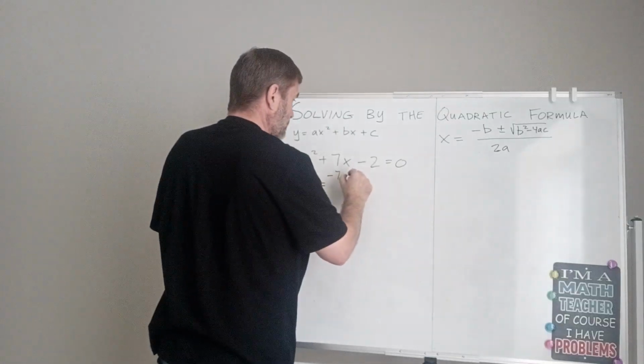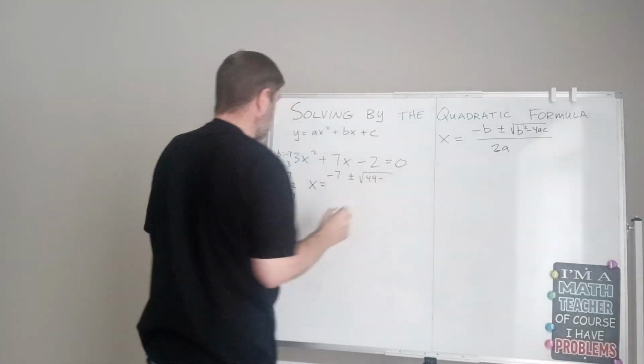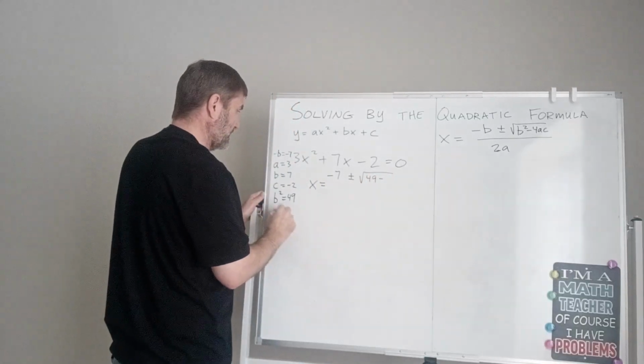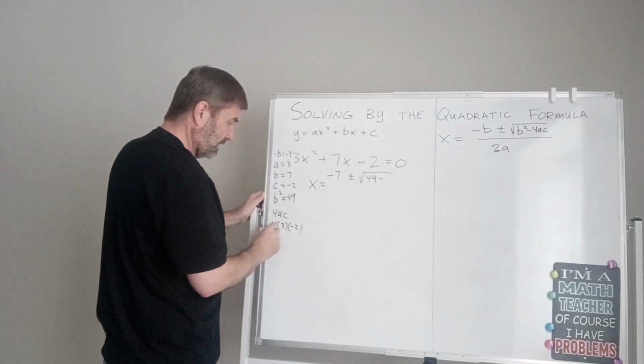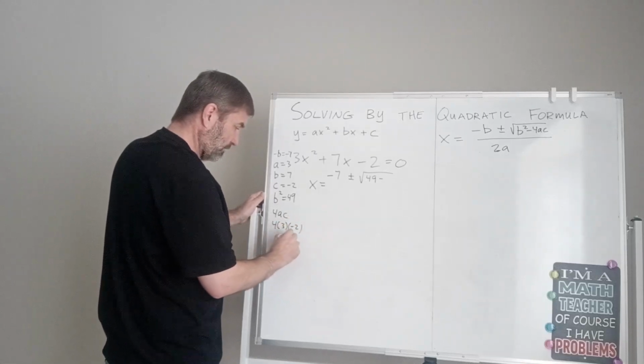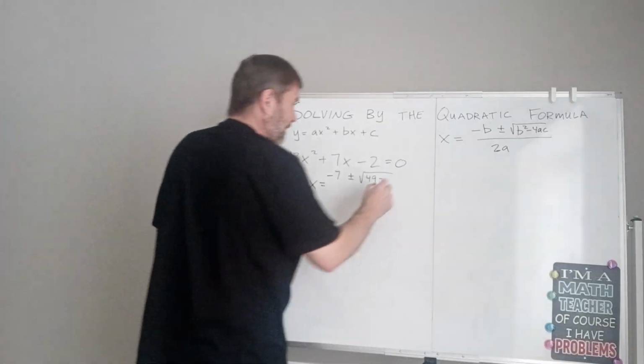So then we got the what? Plus or minus, B squared is 49. We're going to subtract 4AC. So if you want to write your 4AC down here, we got 4 times 3 times what? Negative 2. So that should be 12, so that'd be negative 24. Oh, that's interesting, we got negative 24 both times.